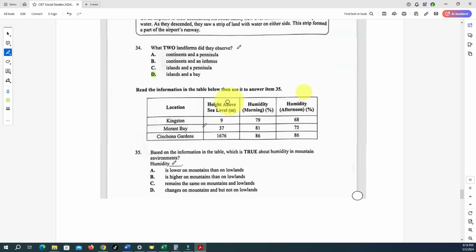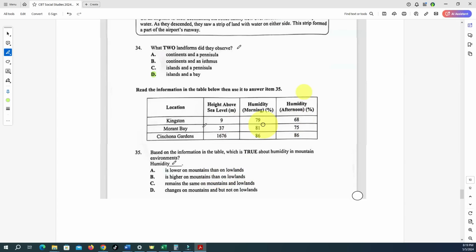Read the information in the table below, then use it to answer item 35. So you have Kingston, Morant Bay and Cinchona Gardens as the locations. Then the height above sea level is 9, 37 and 46, 79. Okay, it says based on information in the table, which is true about humidity in the mountain environments. Humidity is lower on mountains than lowlands.